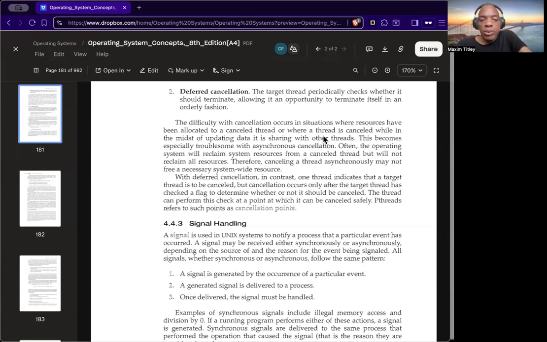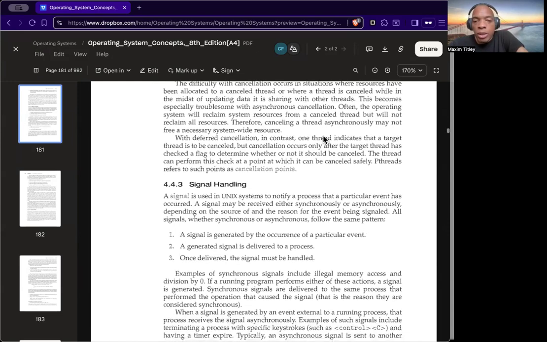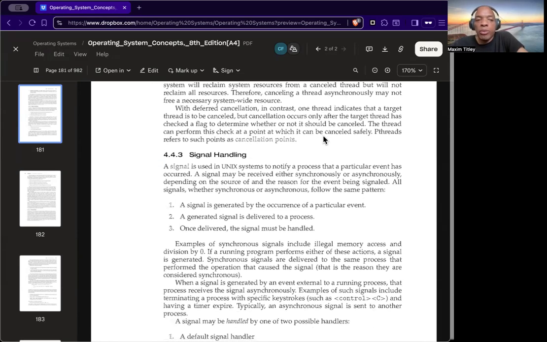So in this particular case, with the deferred cancellation, you would have one thread that indicates that a target thread is to be canceled, but cancellation occurs only after the target thread has checked the flag to determine whether or not it should be canceled. And the thread can perform this check at a point at which it can be canceled safely. Pthreads refers to such points as cancellation points.